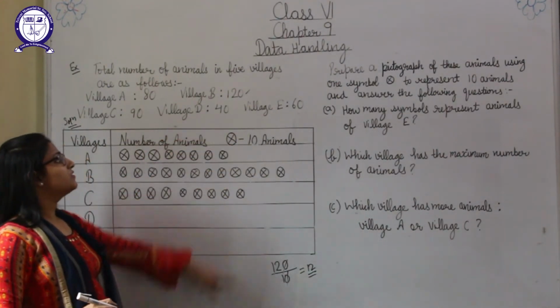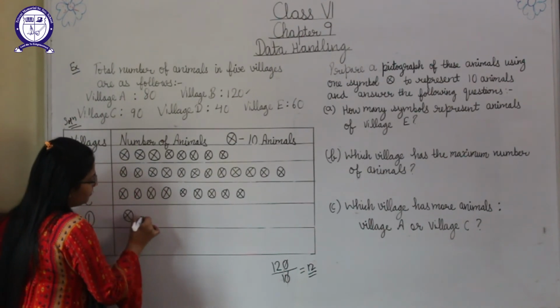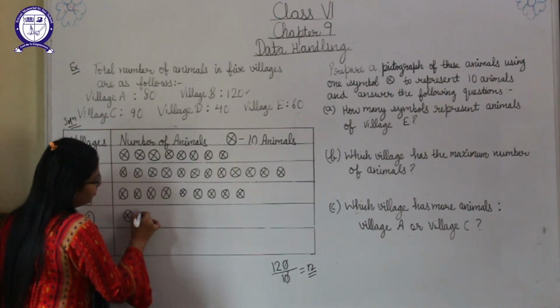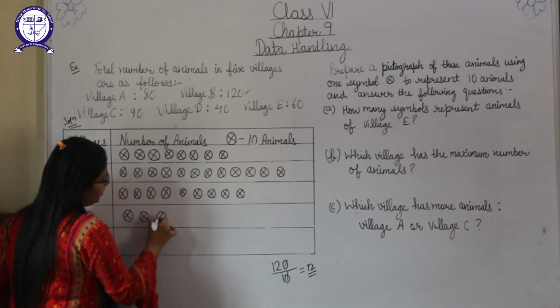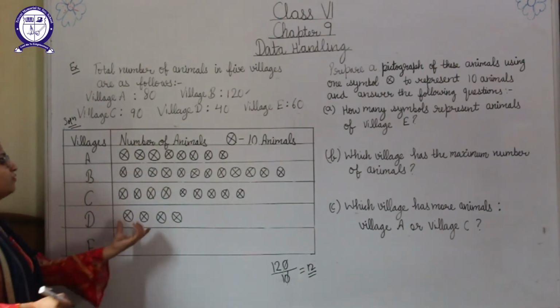Now village D has 40 animals. So how many symbols will we make, students? One symbol for 10, 2 symbols for 20, 3 symbols for 30, 4 symbols for 40. So we will make 4 symbols.